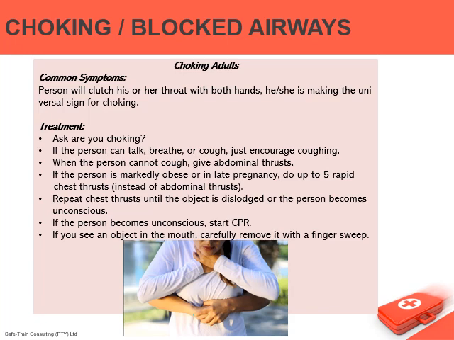If the person is markedly obese or in late pregnancy, do up to 5 rapid chest thrusts instead of abdominal thrusts. Repeat chest thrusts until the object is dislodged or the person becomes unconscious. If the person becomes unconscious, start CPR. If you see an object in the mouth, carefully remove it with a finger sweep.